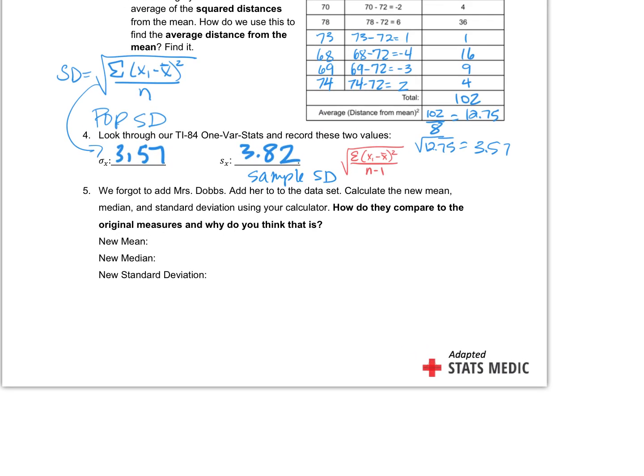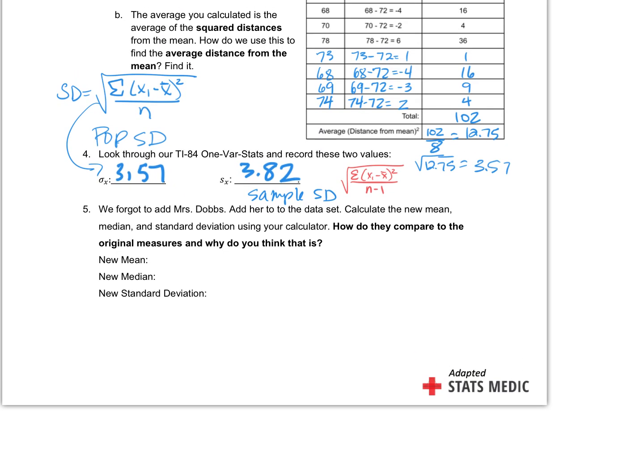All right, now, we forgot to add me to the data set. In the little storyline, I'm 16 years old when I take this class. Calculate the new mean, the new median, and the new standard deviation using our calculator. How do they compare, and why do you think that is? So, I'll split screen real quick.